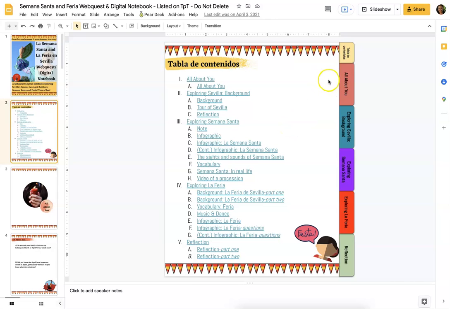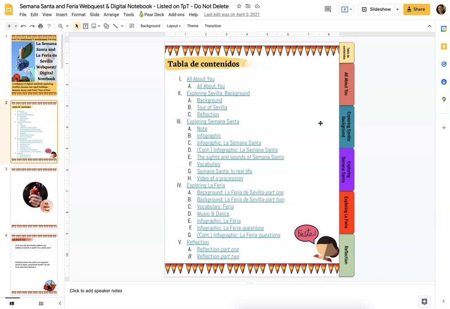There are five blocks of activities. You can think about that when you're organizing your pacing for Semana Santa and Feria. You might want to do all of this during Semana Santa, or you might want to do half of it during Semana Santa and half for Feria, however you choose to divide the activity. I just like to do it all at once, because I get a good 3 to 5 days out of this activity.